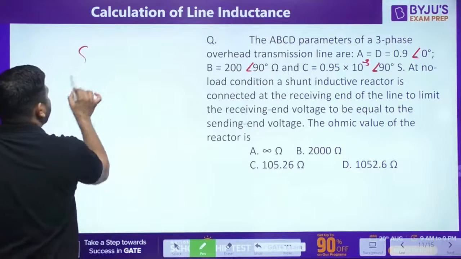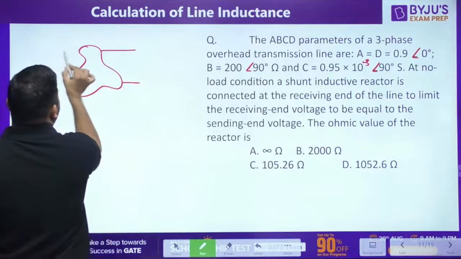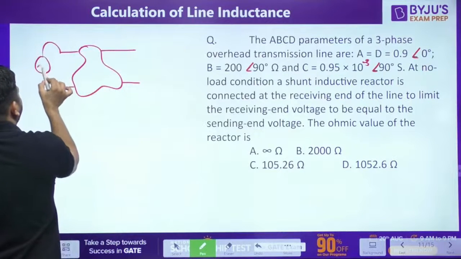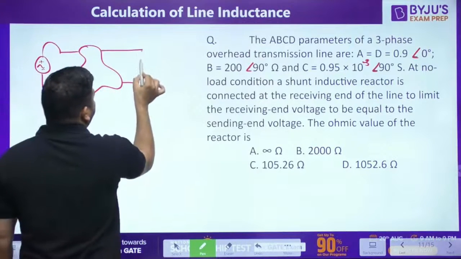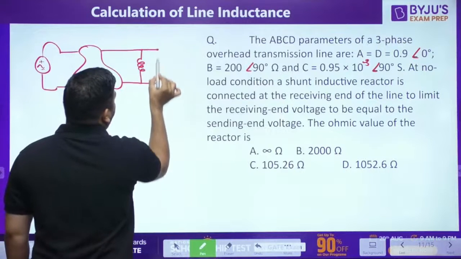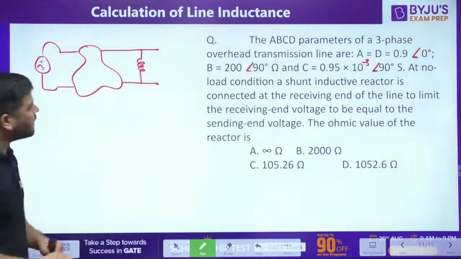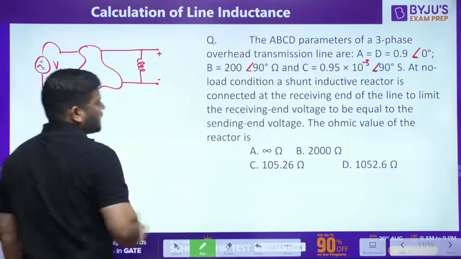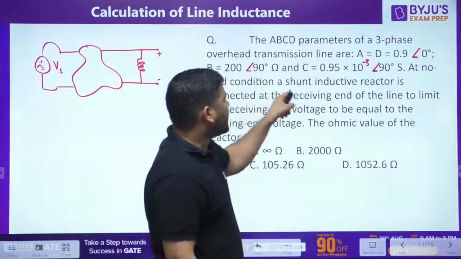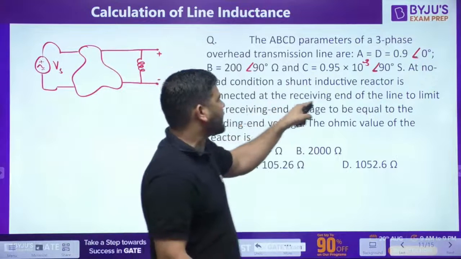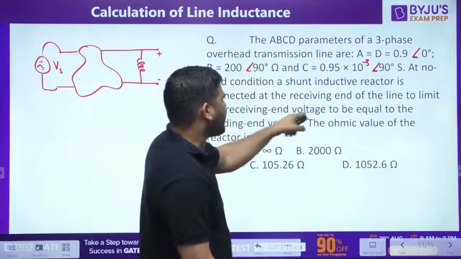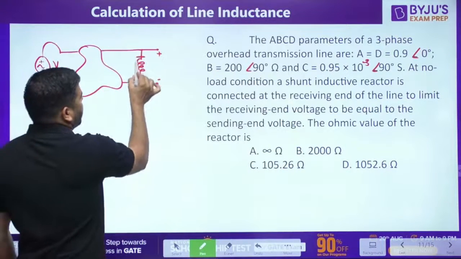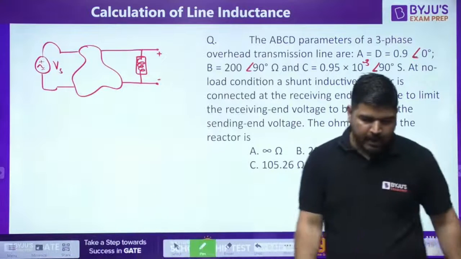What we are doing is, we have the transmission line whose ABCD parameters are given to us. Let's say this is a system of transmission line. Now, what I need to do is connect a reactor here, an inductor here, at no load, such that this voltage becomes equal to this source voltage. A shunt inductive reactor is connected at the receiving end of the line to limit the receiving end voltage to be equal to the sending end voltage. What is the ohmic value of this reactor? We need to calculate that.